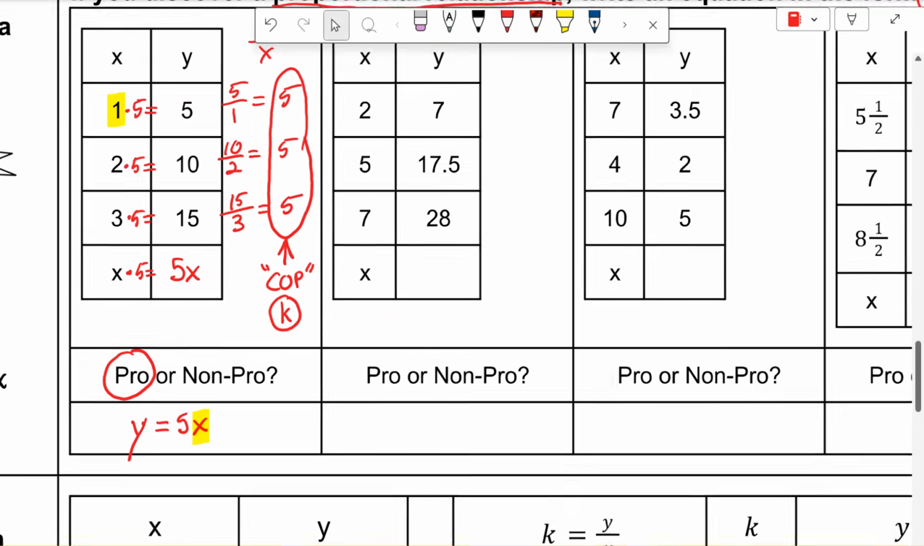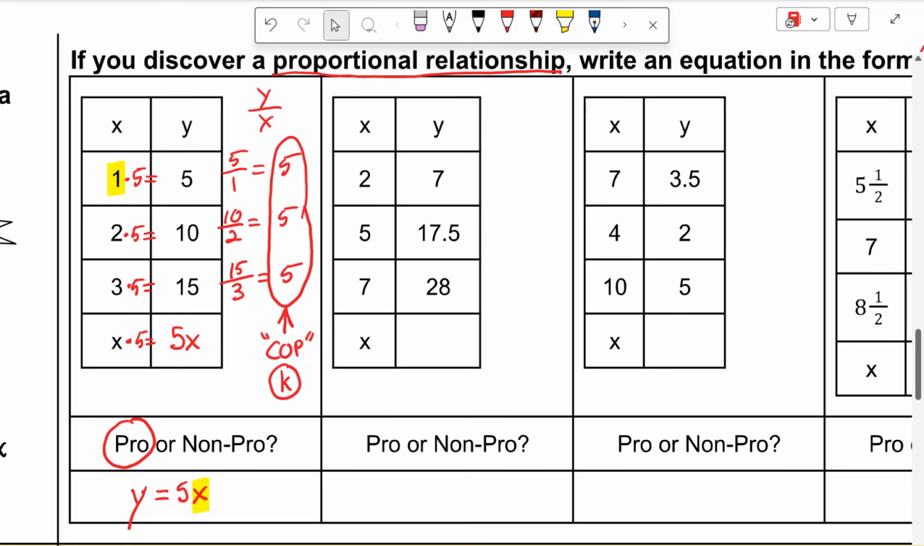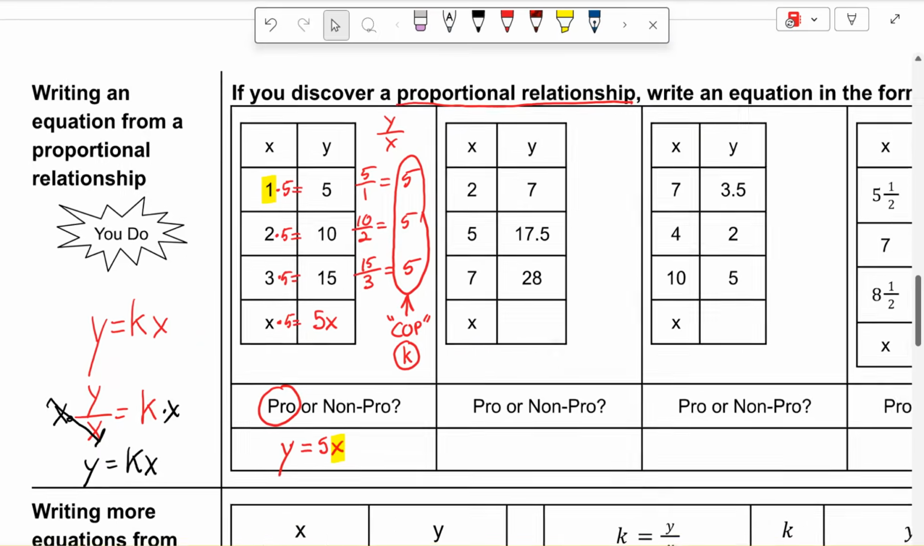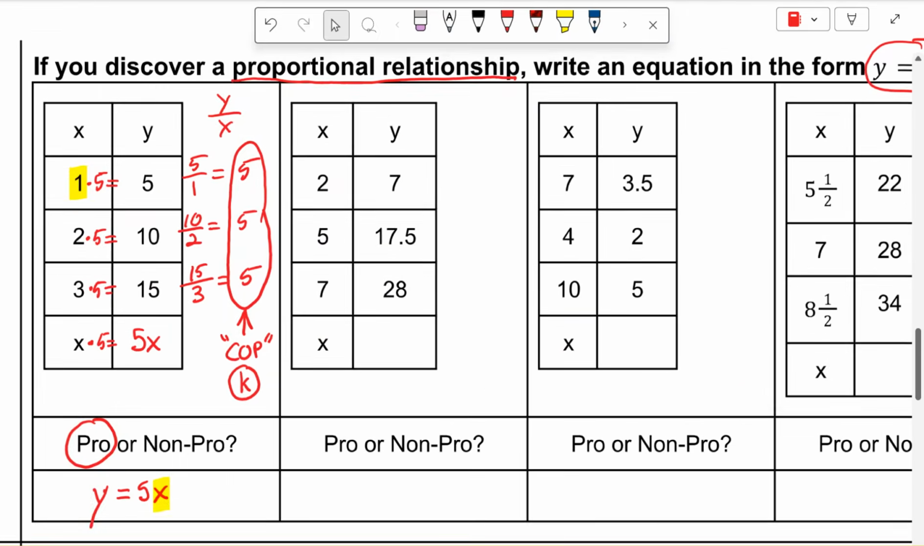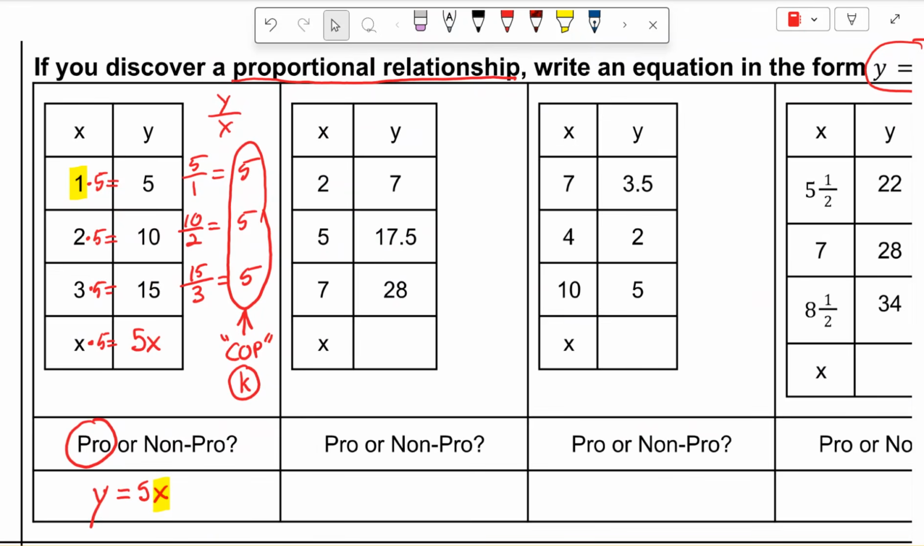All right, the middle one. Well, one of the middle ones. Okay, I did that one basically for you, so you're going to try this one. Go ahead and pause the video and try it out. You're looking to find out if it's proportional or if it's not. Pause now.